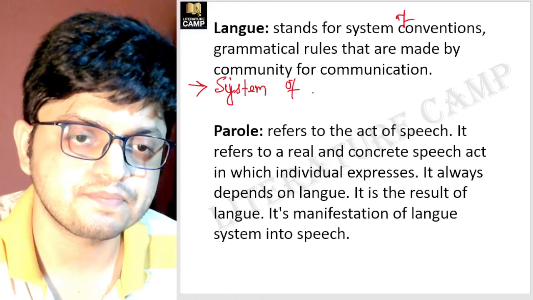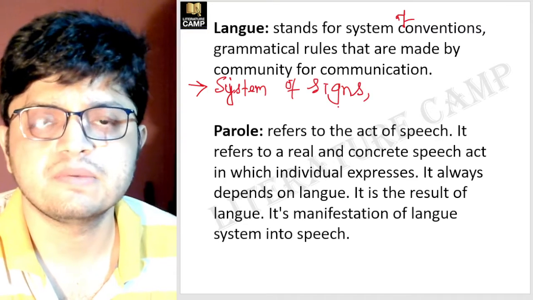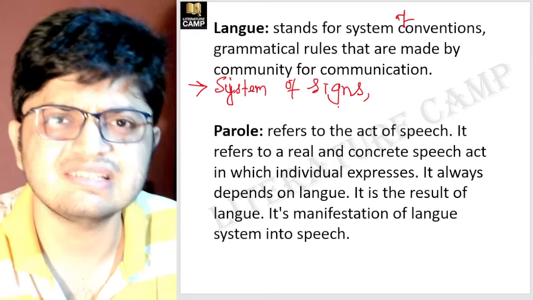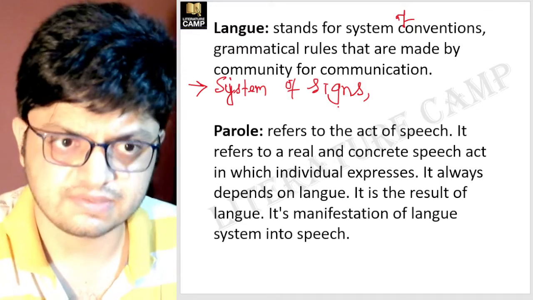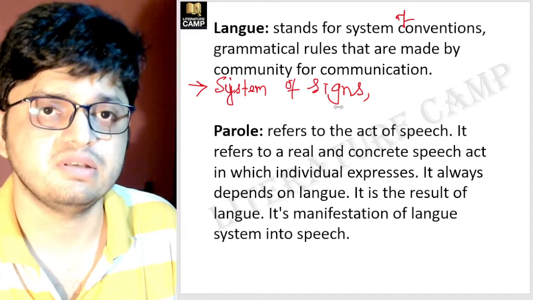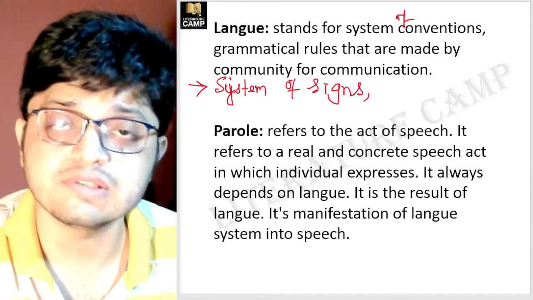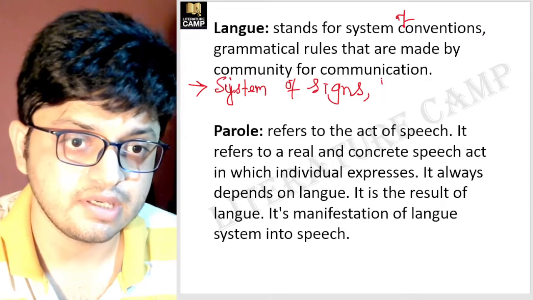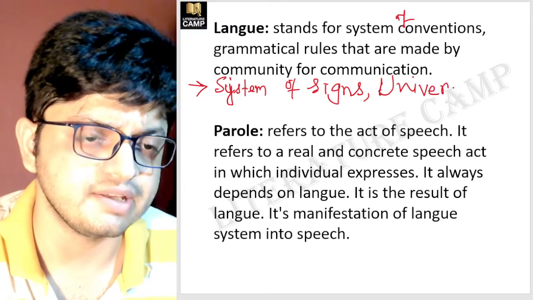System of signs. It is abstract. It is about rules. It is about conventions which are made by a community for communication. So lang is all about rules, conventions, and which are universal. Yes, universal. Please make note of these terms I'm writing.